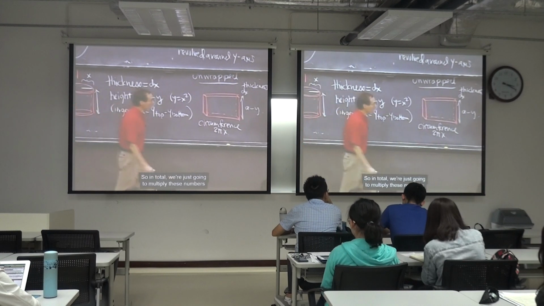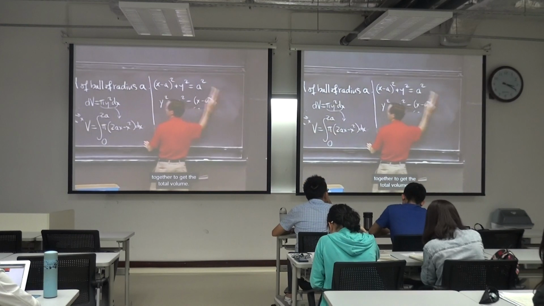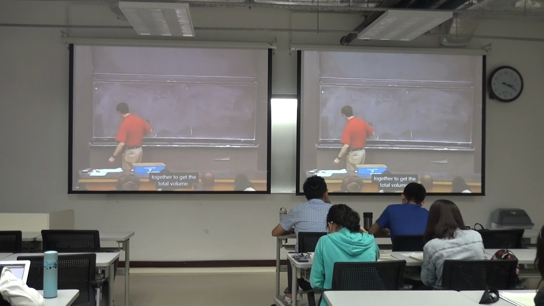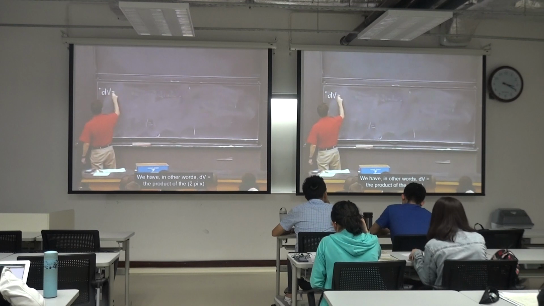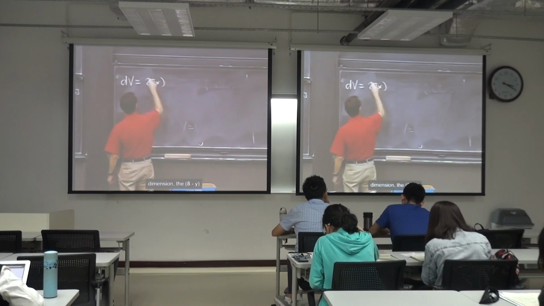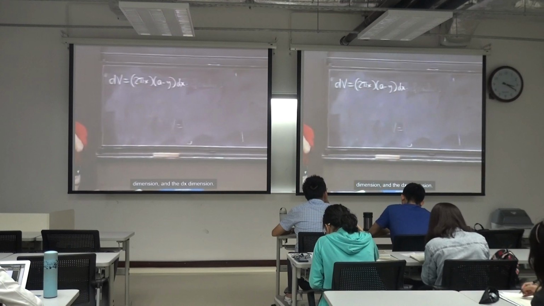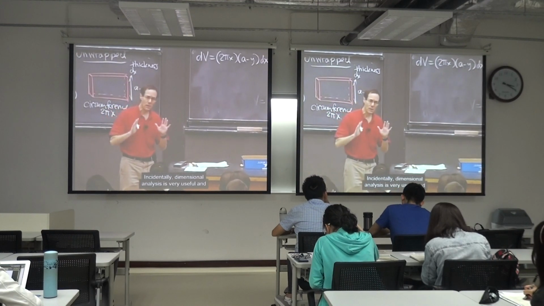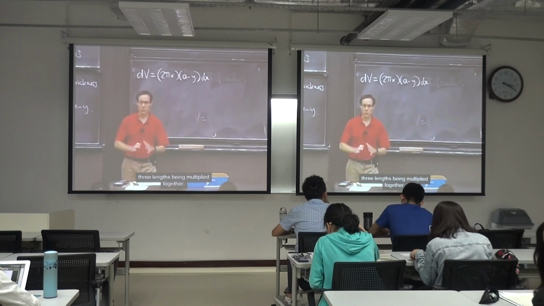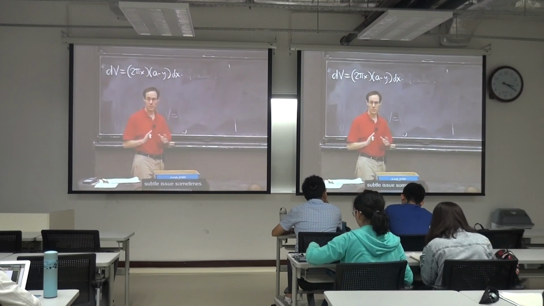All right, so in total, we're just going to multiply these numbers together to get the total volume. We have, in other words, dV is equal to the product of the 2 pi x dimension, the a minus y dimension, and the dx dimension. Incidentally, dimensional analysis is very useful and important in these problems. You can see that there are 3 lengths being multiplied together, so we'll get a volume in the end, something cubic. And we will be coming back to that because it's quite a subtle issue sometimes.